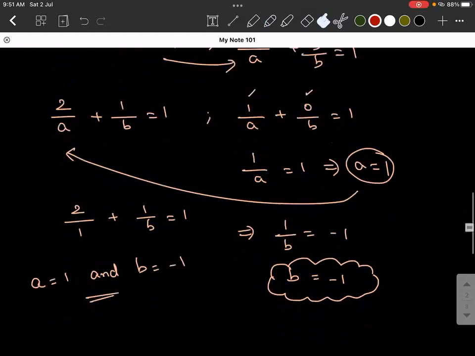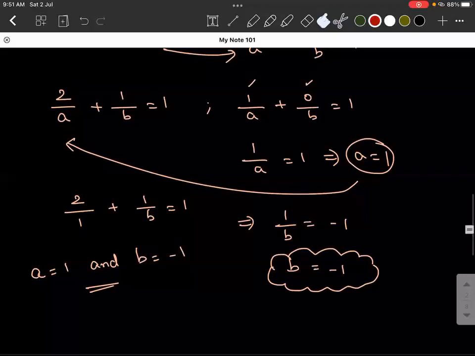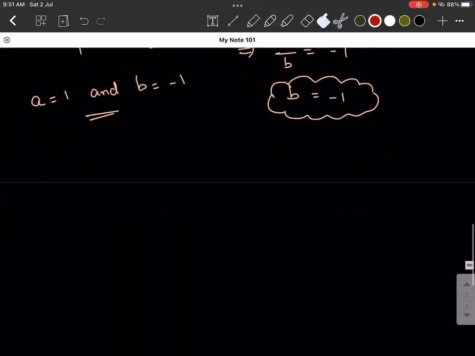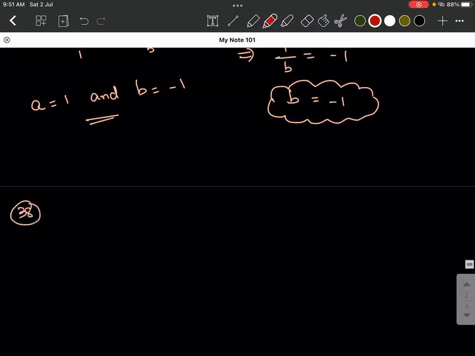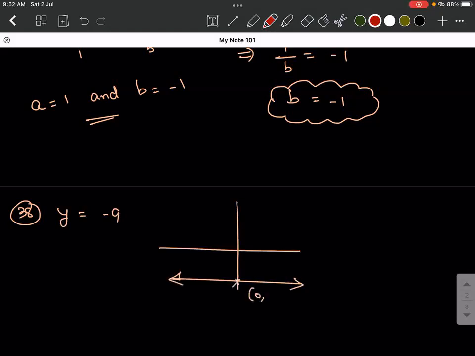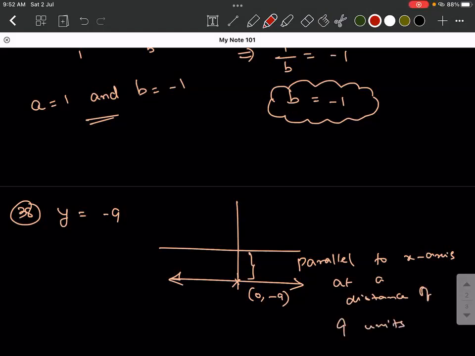Right. So this is 37th. Shall I proceed? Yeah. So 38. Y is equal to minus 9 is a line parallel to the x-axis, below the origin, right, because it is minus 9. So it is parallel to the x-axis at a distance of 9 units.